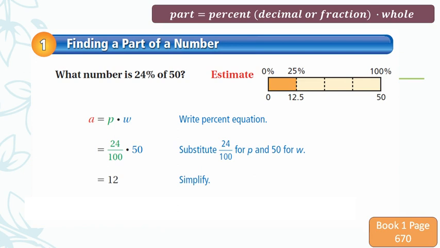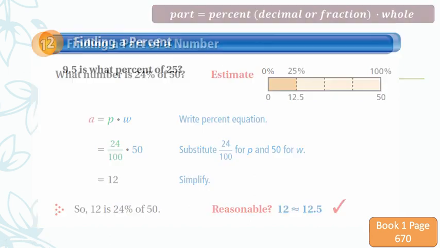We then simplify by actually doing the math. If you keep it as a fraction, you may do this operation as 24 divided by 100, then times 50 in your calculator. The final result is 12. 12 is 24% of 50. Again, in this example, the part portion, A, was missing. Let's take a look and see if the P is missing in the next example.